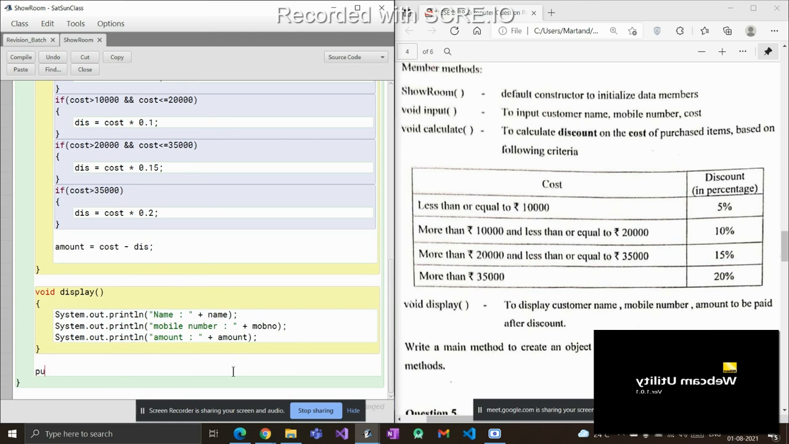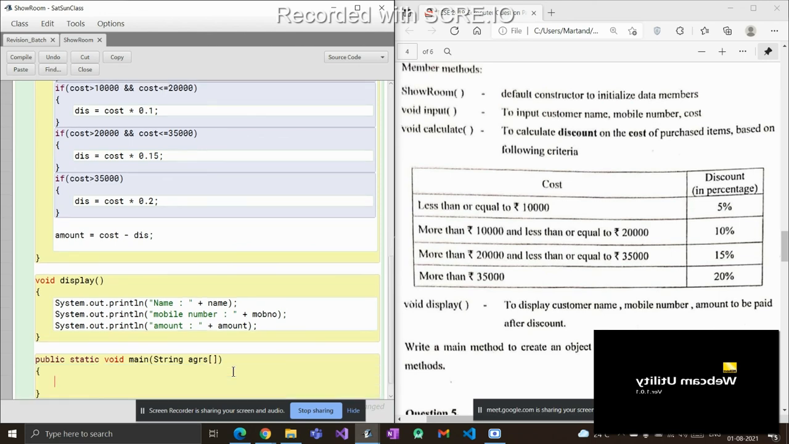So therefore I write public static void main, String args. So I'll make an object of my class. Showroom is the name of my class. So obj equal to new Showroom.